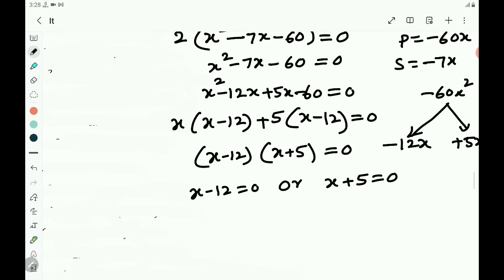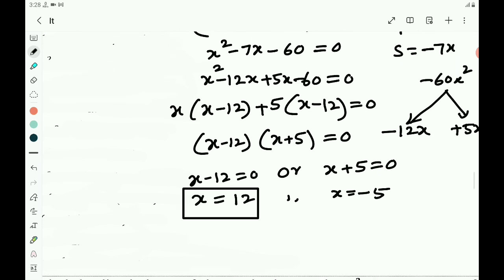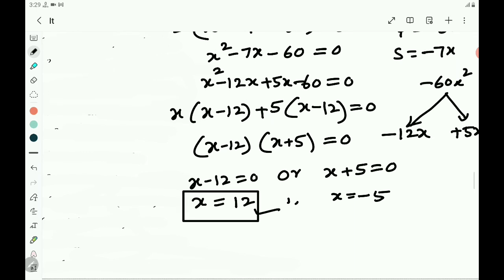Then x equals, minus 12 is to be transferred to the RHS, then it becomes 0 plus 12, which is equal to 12, and x equals 0 minus 5, which is minus 5. We have to consider the positive, because length is always positive. As it is a measurement of the sides, it must be positive only. So consider x equals 12.